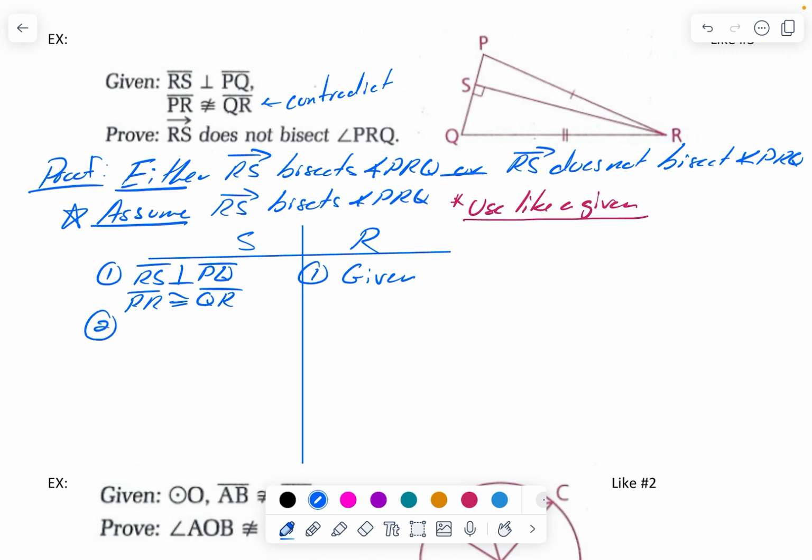All right, so if we have perpendicular, then we can say angle PSR and angle QSR are right angles. And that's because perpendicular means we have right angles. So I'll put right angles for both of them.